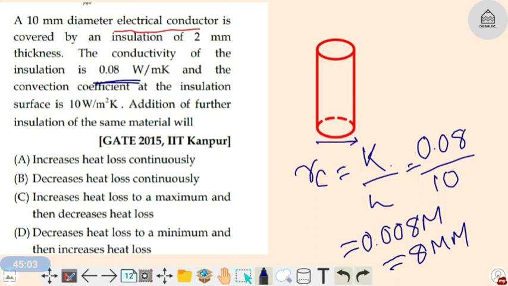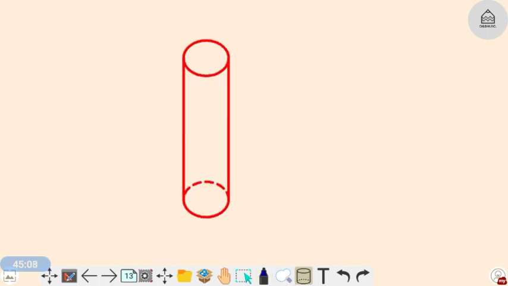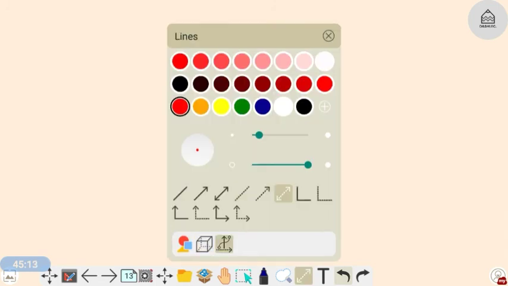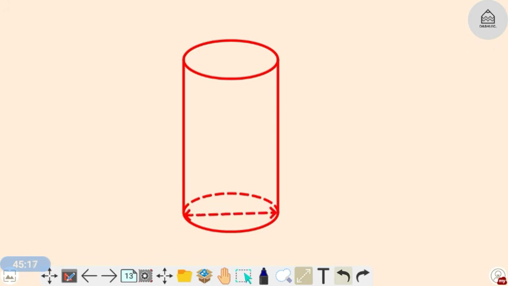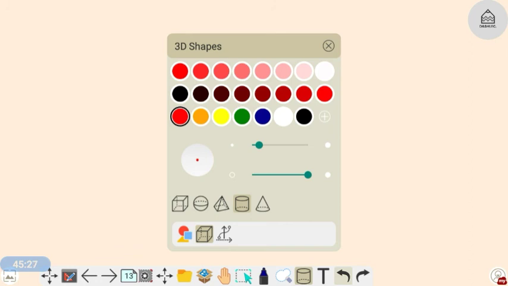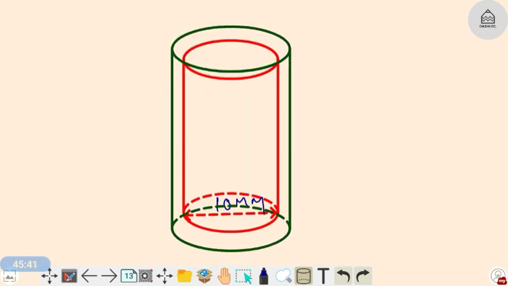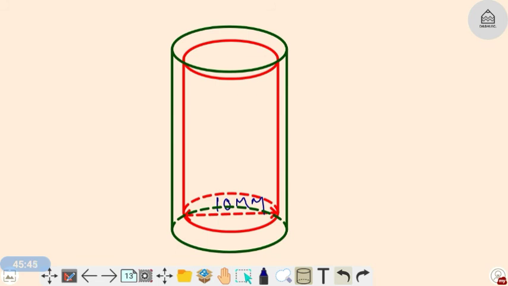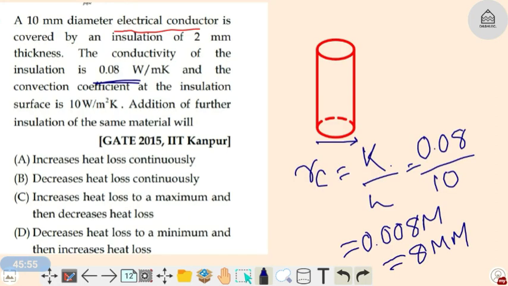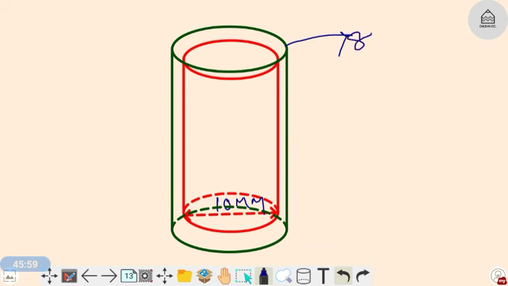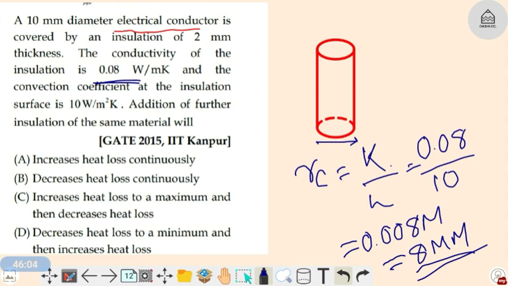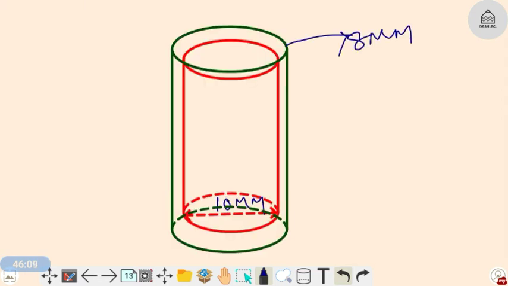Let me change the color. My pipe diameter is 10 mm. My critical radius of insulation, the maximum radius of insulation, is 8 mm. What is the thickness of insulation? The thickness is 2 mm. The insulation thickness is 2 mm.